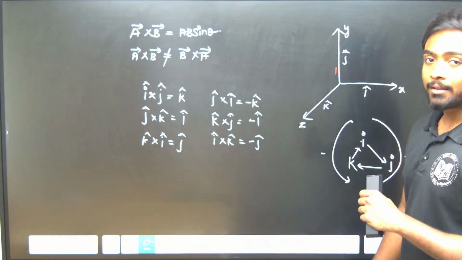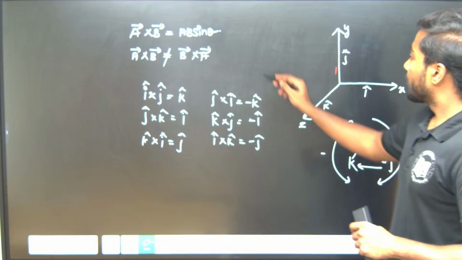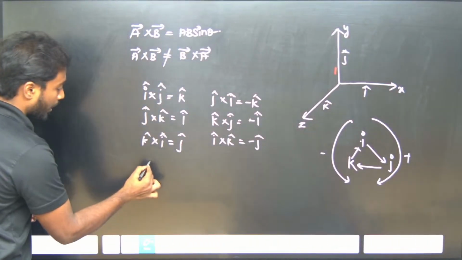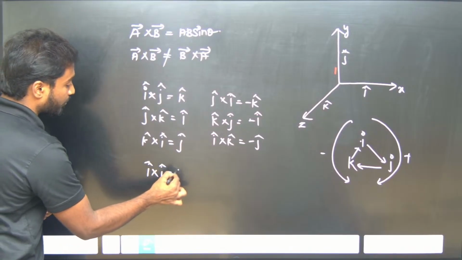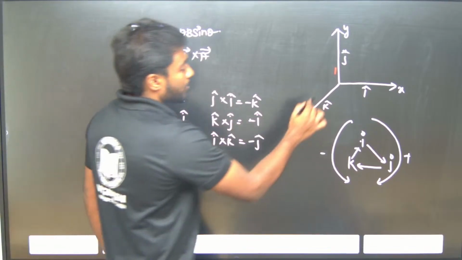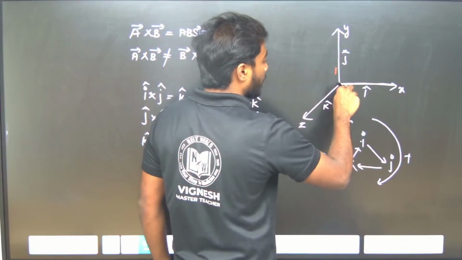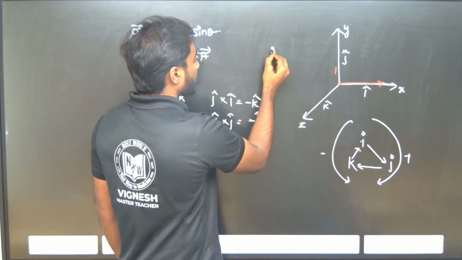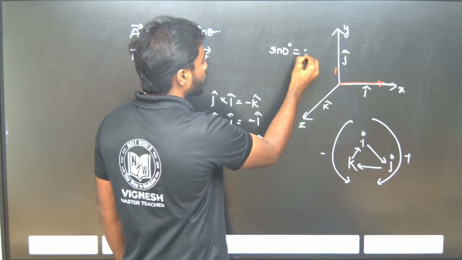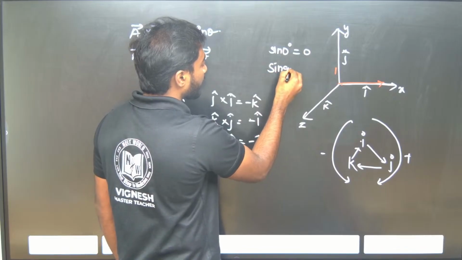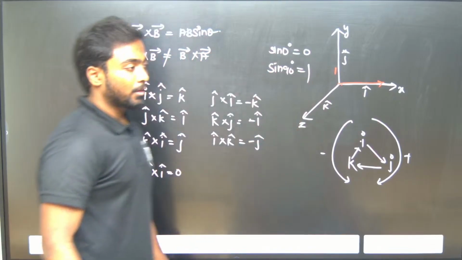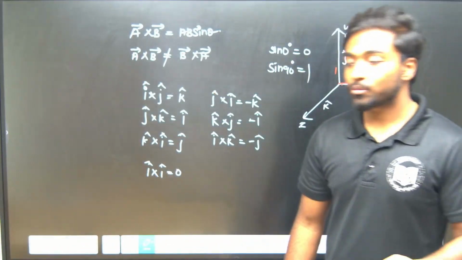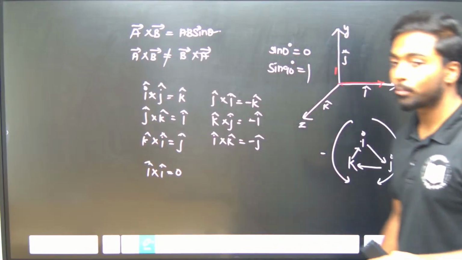That's the main thing in the vector. And when I talk about this, i cap cross i cap will give 0, because this is i cap, and again one more i cap I am keeping over here, in the sense the angle between them will be 0. So sine 0 degree will be equal to 0. Sine 90 degree will be equal to 1. Okay, this is the thing you should remember when you are doing the scalar as well as the vector things. These are the unit vectors.